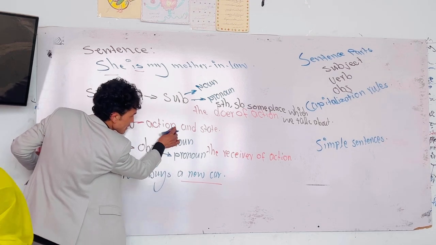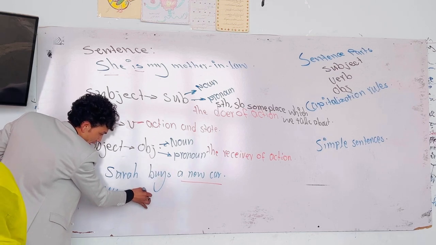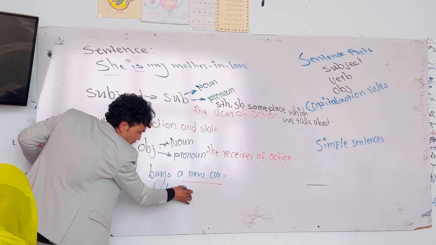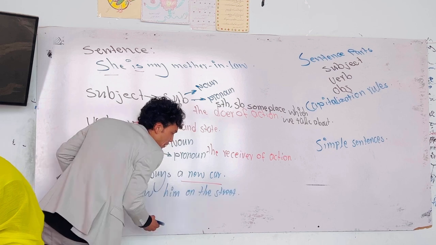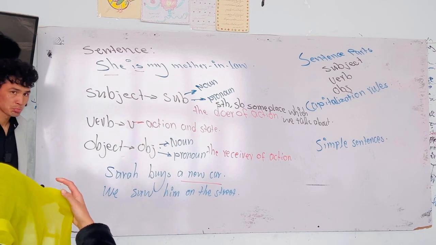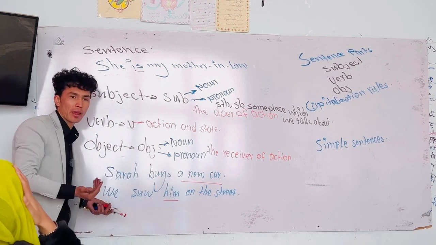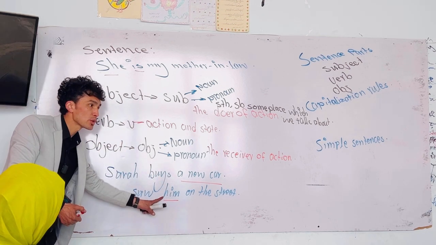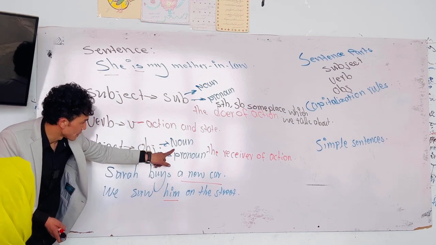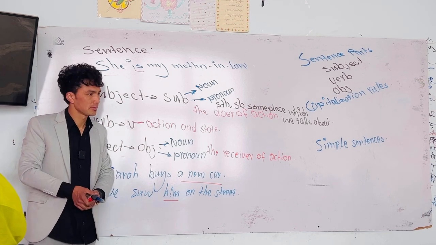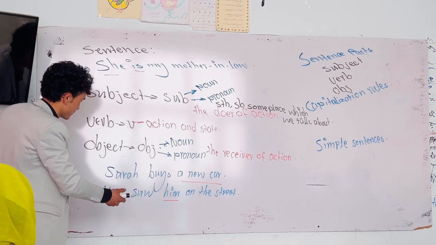Okay, the new car is noun or pronoun? Exactly. We saw him on the street. On the street. We saw him on the street. So where is the object here? Him is the object. The action of seeing is done upon him. Him is a word which is receiving the action here. You guys understood? What is him? Noun or pronoun? Pronoun. Any confusions? Any problems? No problems. That was okay.